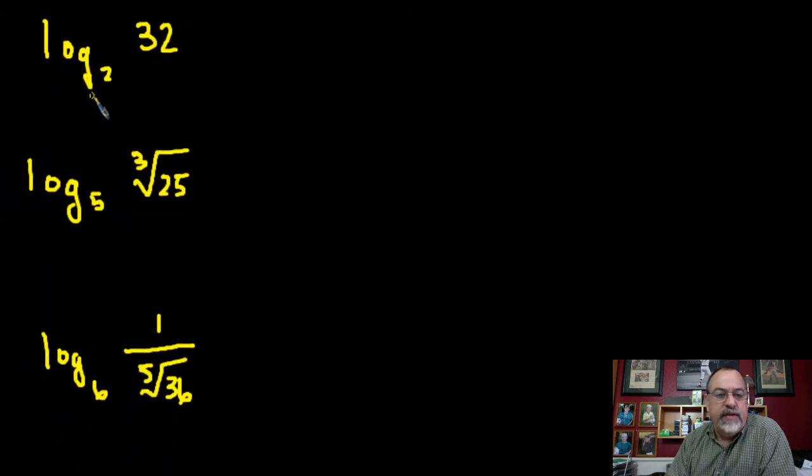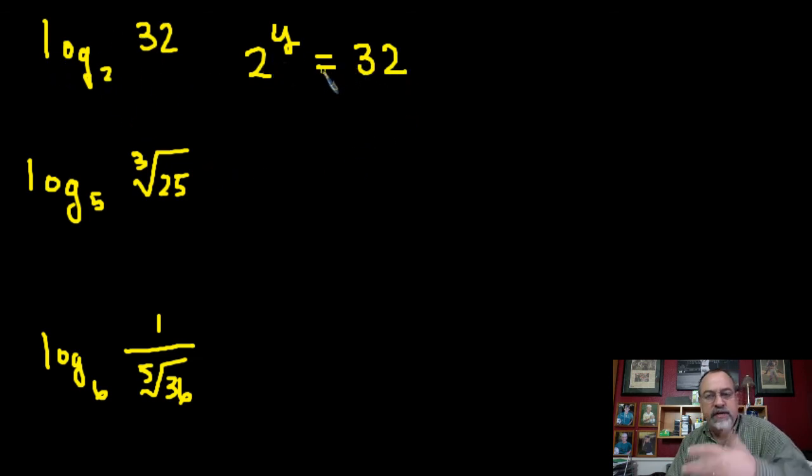So let's evaluate this expression. And again, what does log mean? What is the exponent of 2 that will equal 32? So that's the first step. We change it from its logarithmic form into its exponential, inverse operation, so to speak.